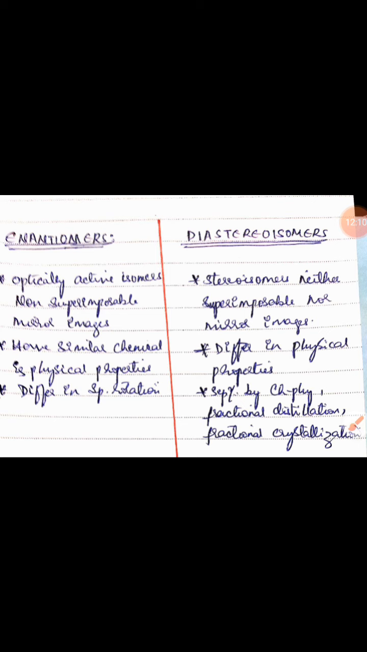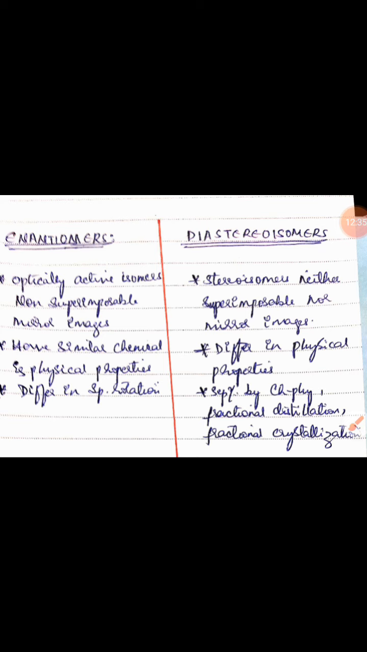So now, what are enantiomers and what are diastereomers? Those substances which are optically active isomers and are non-superimposable mirror images, like lactic acid. They are optically active and they are non-superimposable mirror images. They are known as enantiomers and they have similar chemical and physical properties and they differ in their specific rotation.